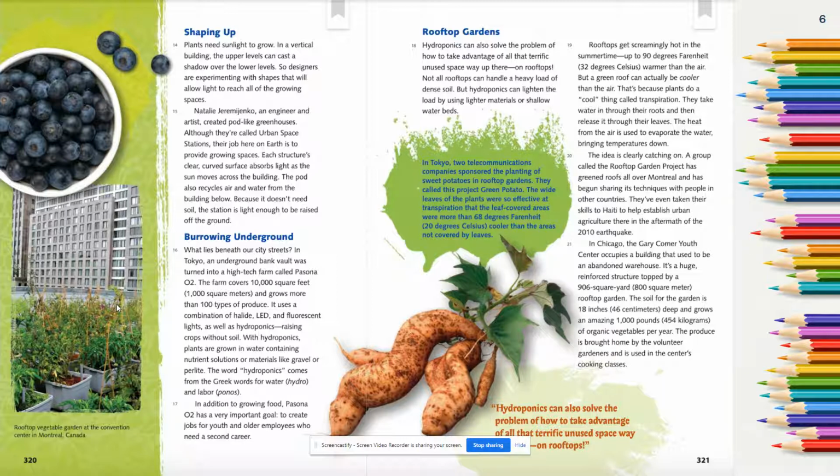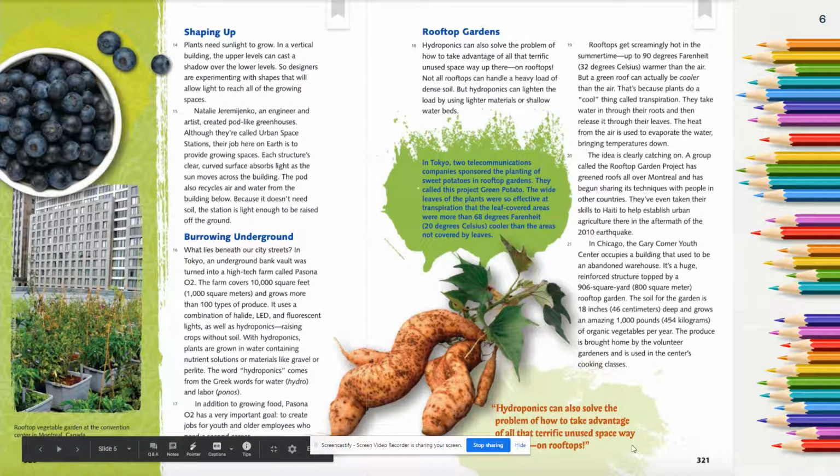In Tokyo, two telecommunication companies sponsored the planting of sweet potatoes in the rooftop gardens. They called this project Green Potato. The wide leaves of the plants were so effective at transpiration that the leaf covered areas were more than 68 degrees cooler than the areas not covered by leaves. Hydroponics can solve the problem of how to take advantage of all that terrific unused space way up on the rooftops.